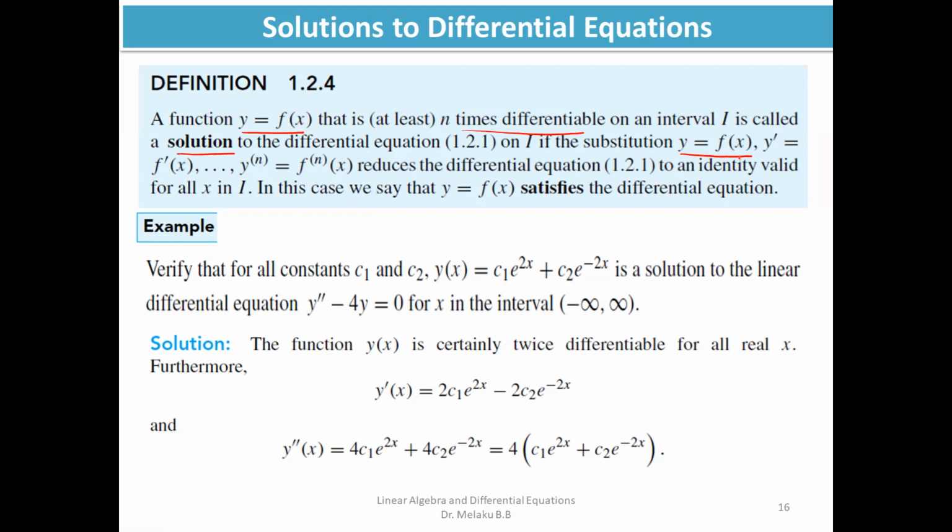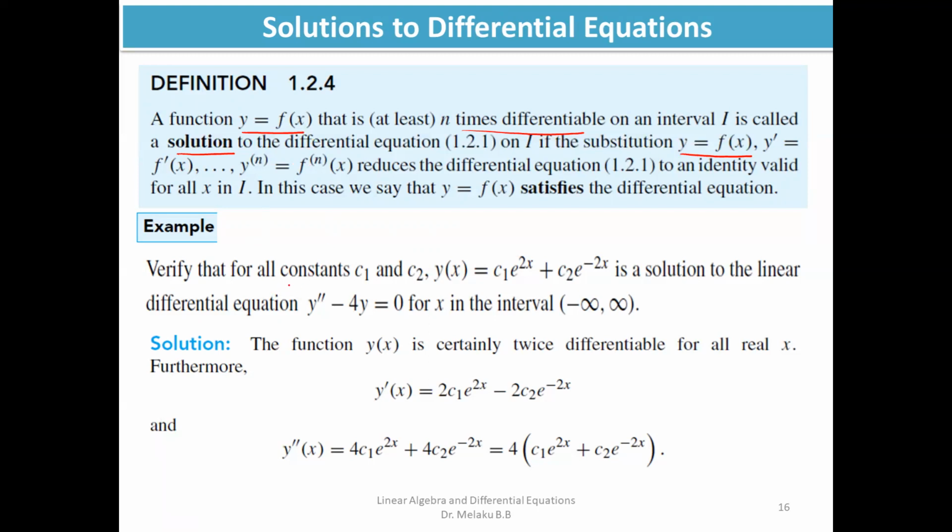So to say that y is a solution to the differential equation on a certain interval, if substituting y equal to f of x, and its derivative, its second derivative, and the nth derivative, reduces the differential equation into an identity valid for all x in I, in this case we say that y equal to f of x simply satisfies the differential equation. Therefore, it will be treated as the solution to the differential equation. It is just a matter of substitution and checking, yeah.